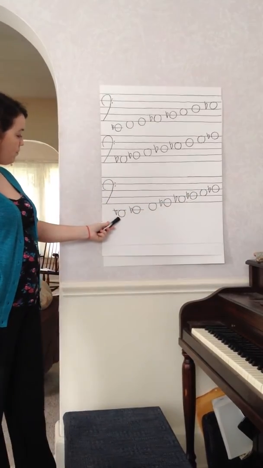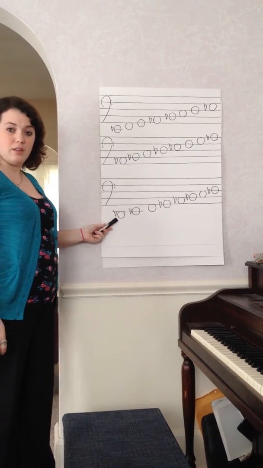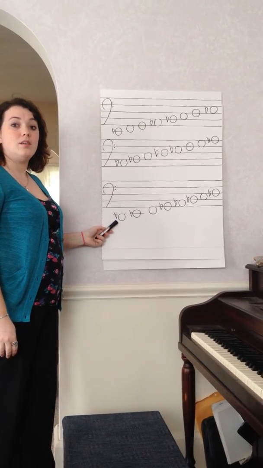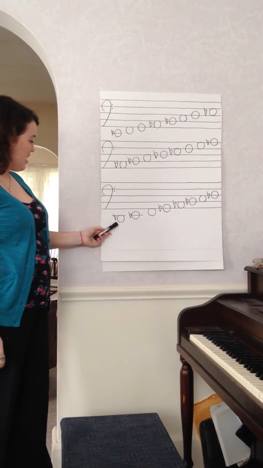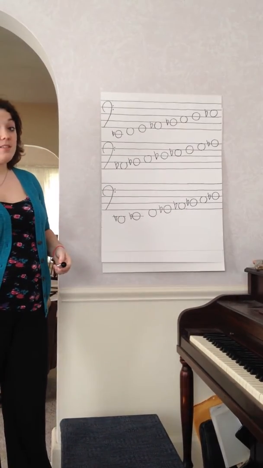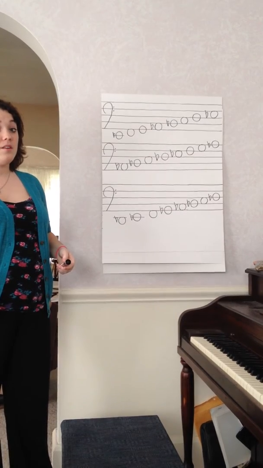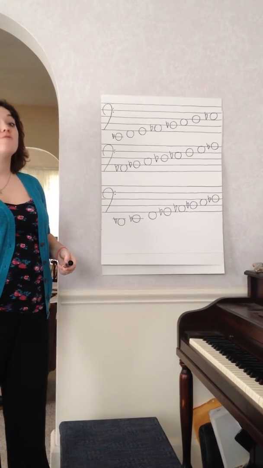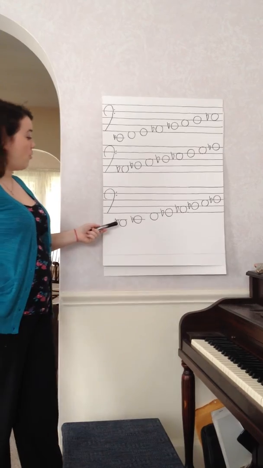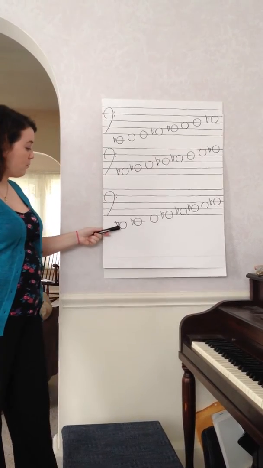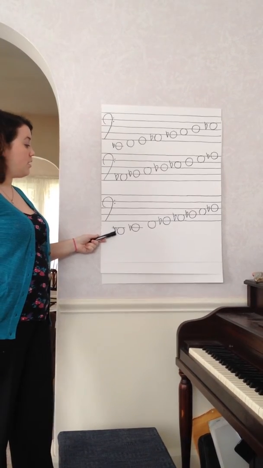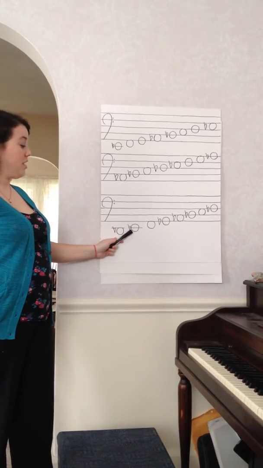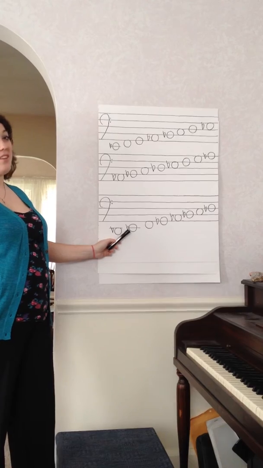What scale would this be? D flat? D flat major, yes. And how many flats do we add to this scale? 5? 5, good. So let's name them together. We have D flat, E flat, and so on. We're thinking of treble clef.